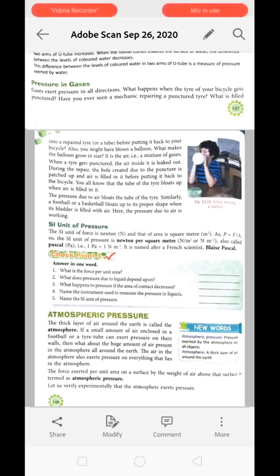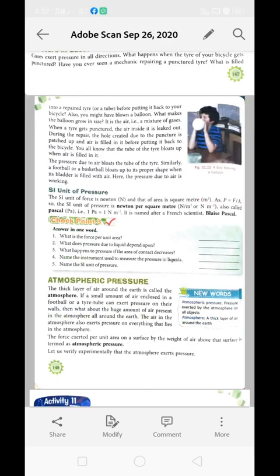For example, you might have seen a punctured tire being repaired, or during birthdays we blow up lots of balloons. What is filled inside the balloon or the tube of the tire? It is air. So the air which is filled inside the balloon or a tire applies pressure in every direction, which results in inflation of the balloon. Understood? The pressure due to air inflates the tube of the tire. And similarly, a football or basketball blows up if it is properly filled with air. The pressure due to air is working over here.